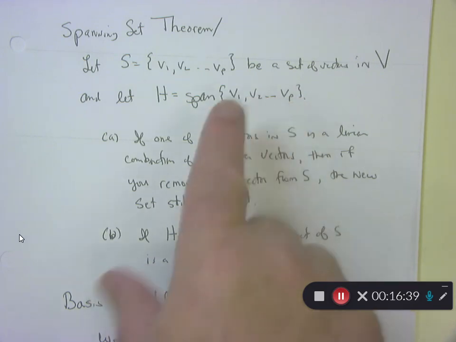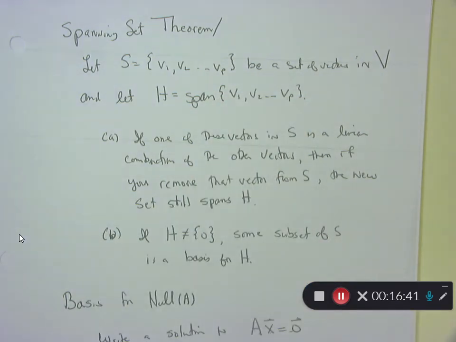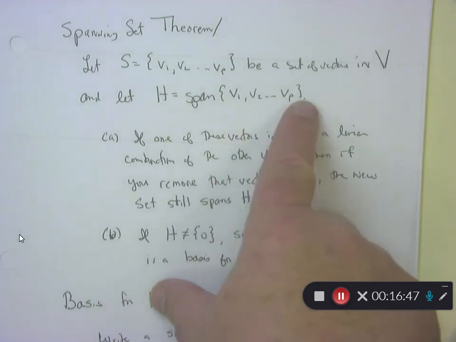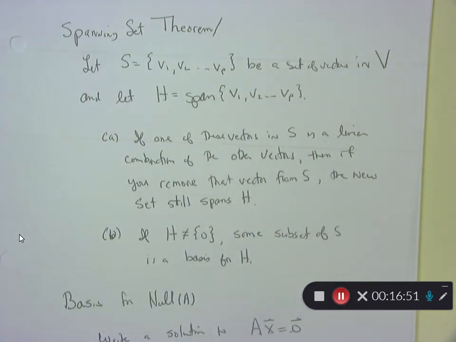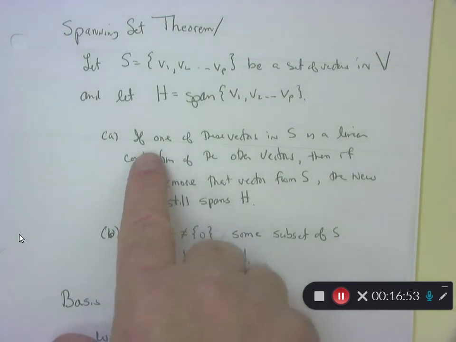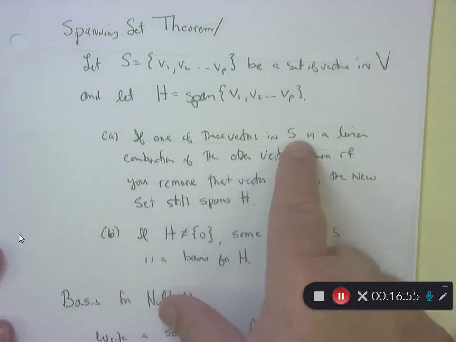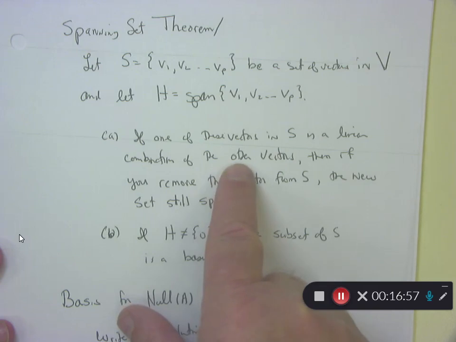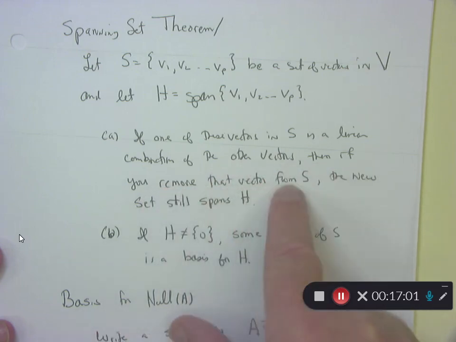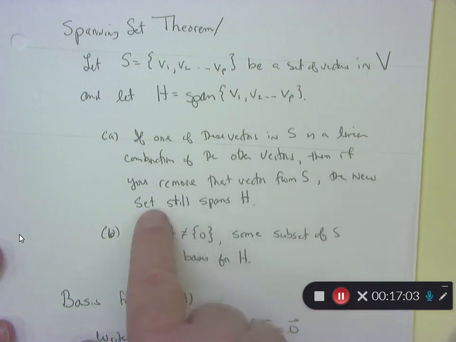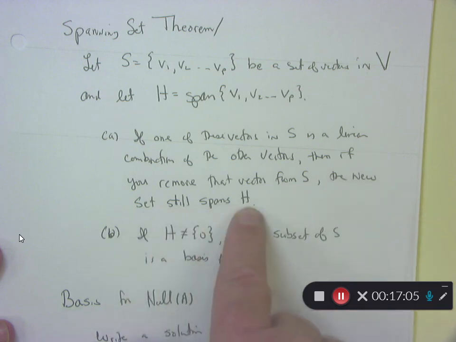I can write one as a linear combination of the others, and maybe several of them I could write as a linear combination of the others. All I'm doing is linear combinations of these guys. The span of any set of vectors always makes a space. But then, part A: if one of these vectors in S is a linear combination of the other vectors, then if you remove that vector from S, the new set still spans H.